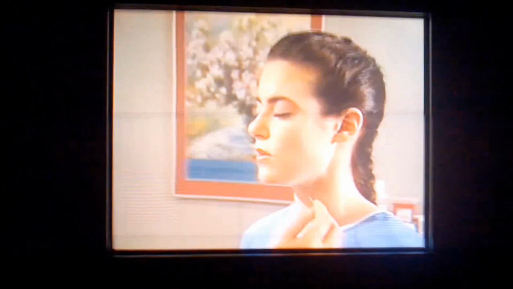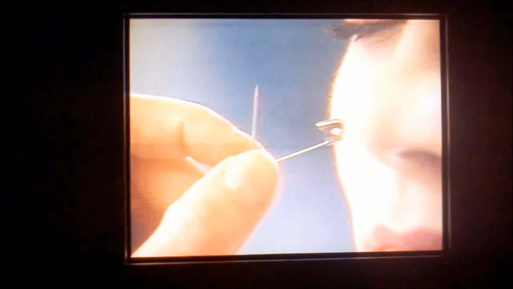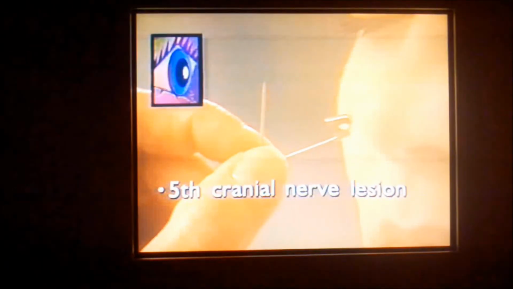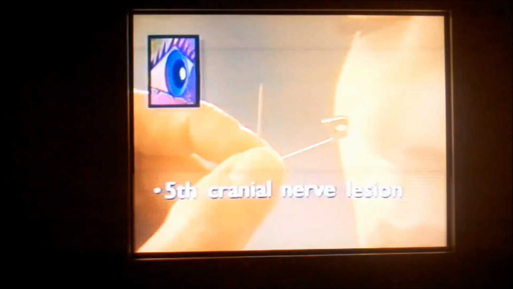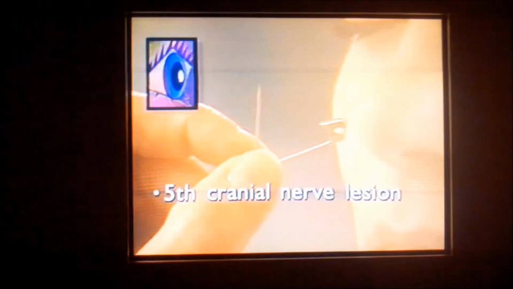Repeat this procedure, touching the patient's cheeks and jaw on each side. If there is a unilateral decrease in or loss of facial sensation, suspect a 5th cranial nerve lesion. Confirm any abnormality by testing temperature sensation.